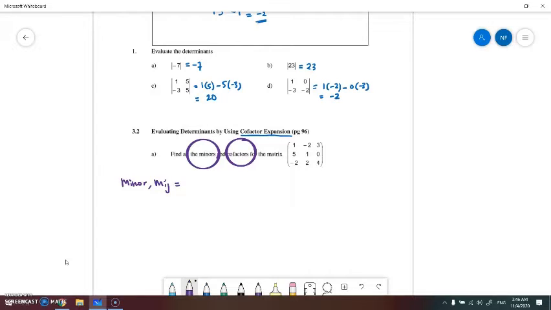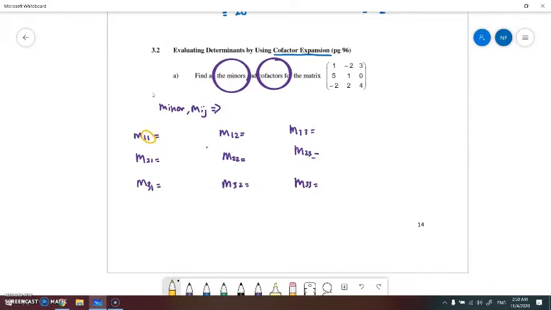Let's say i is the row and j is the column. For the first row, first column, you have to close the first row and close the first column. So you get 1, 0, 2, 4, and this becomes a 2 by 2 matrix. How do you find the determinant of a 2 by 2 matrix? You use the formula AD minus BC. So you get 1 times 4 is 4, and then minus 0.